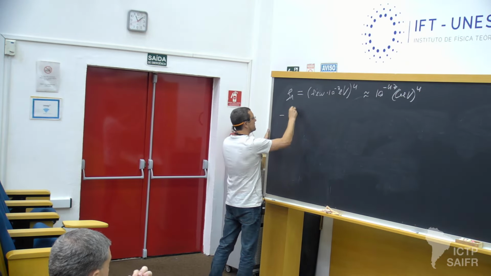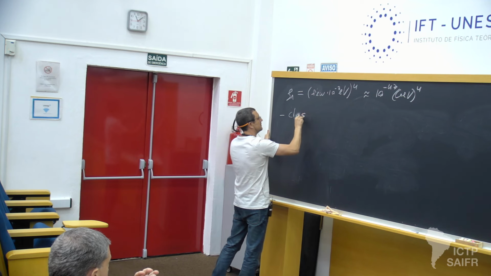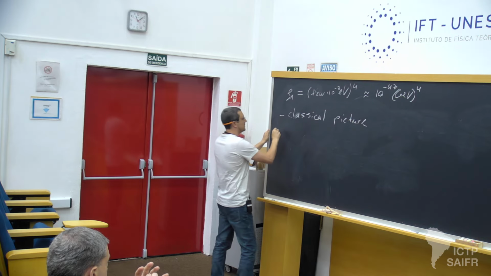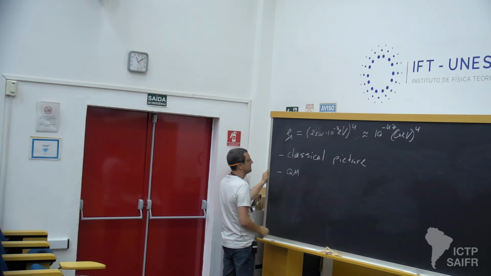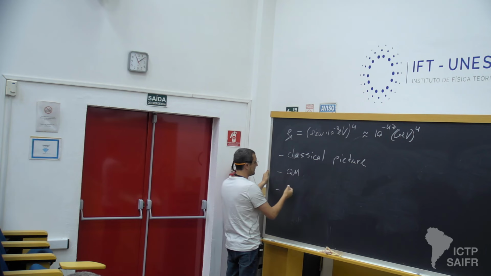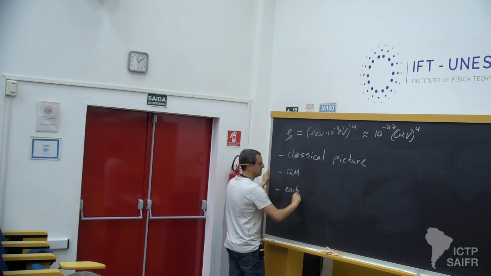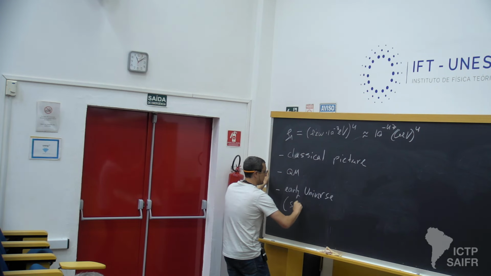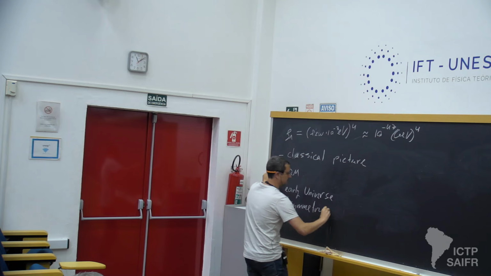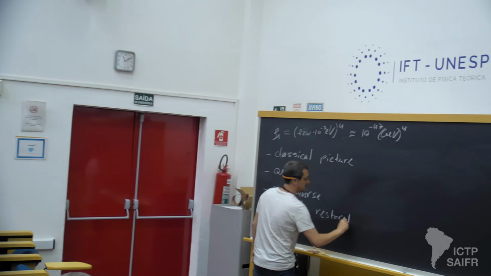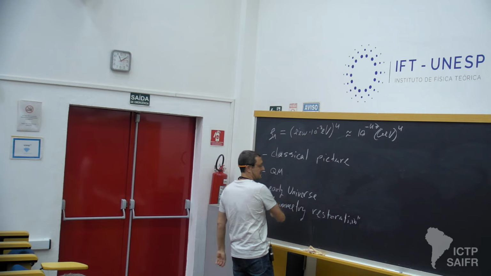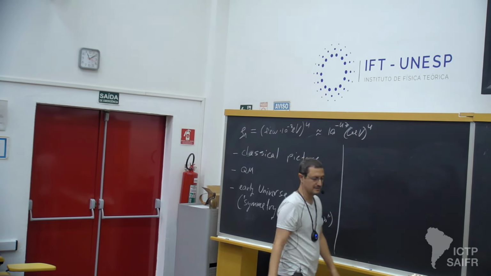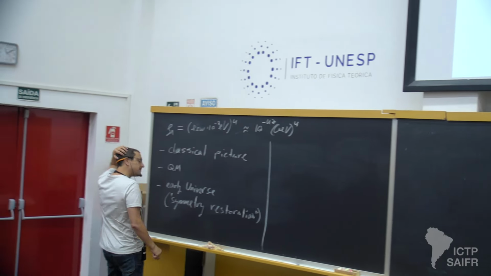I suggest we look at it in different ways. The first point will be a classical perspective. The second will be quantum mechanical. And the third will be in terms of early universe, let's call it. And this has a name, symmetry restoration. That's the aspect of early universe physics that I would like to discuss, and hopefully I'll get there at some point. Great, so that's what we want to look at.